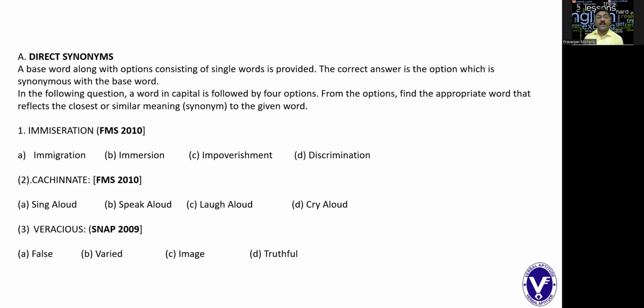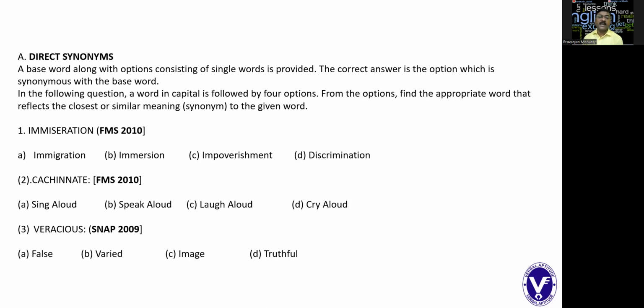Then immersion. Immersion is to completely go under, to put something under water. That is immersion. Discrimination means being partial towards somebody, or partiality. So immiseration is impoverishment or poverty.